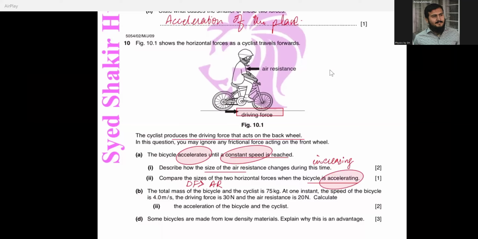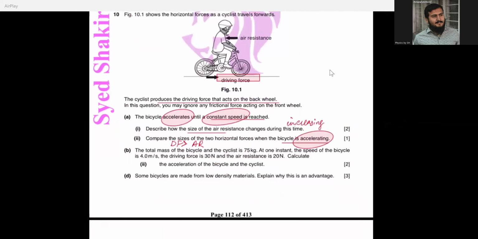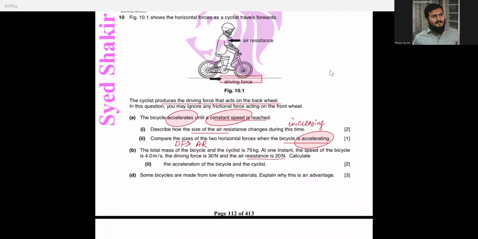The total mass of the bicycle and the cyclist is 75 kg. At one instant, the speed of the bicycle is 4 meters per second. The driving force is 30 newtons and the air resistance is 20 newtons. Calculate the acceleration of the bicycle and the cyclist. Total mass is 75 kg. So acceleration is F upon M. Resistance is 20, driving force is 30. So 30 minus 20. We always subtract forward minus backward.